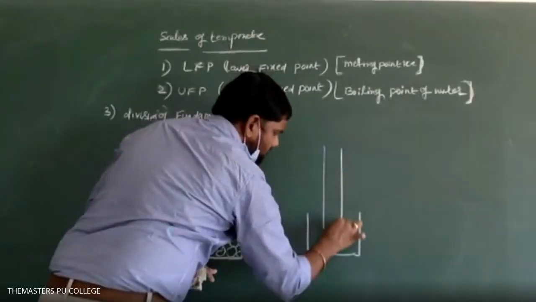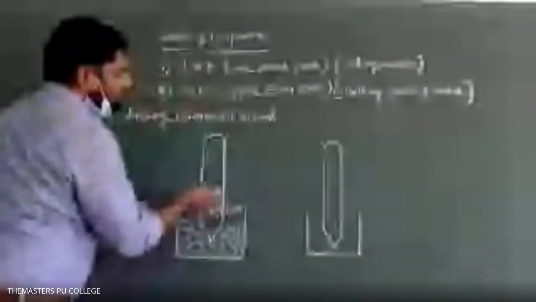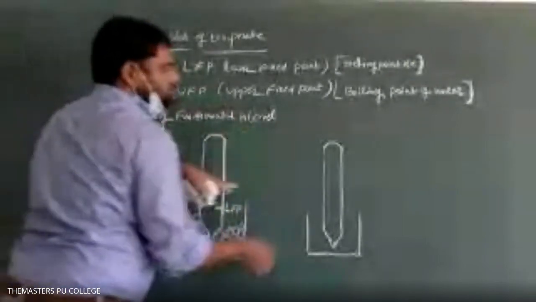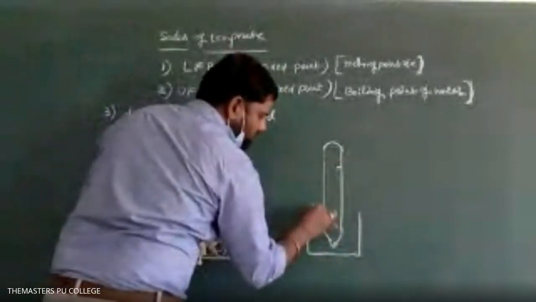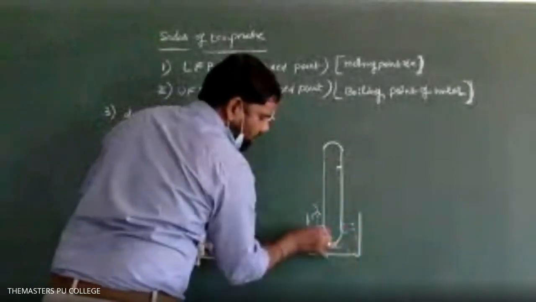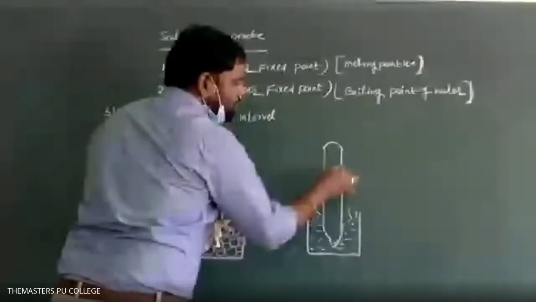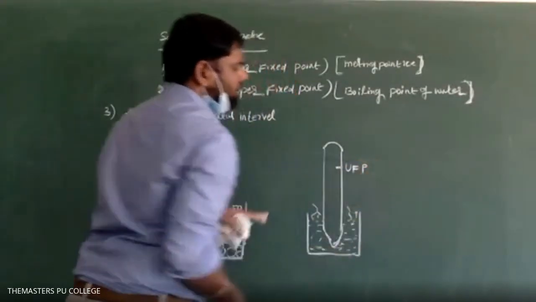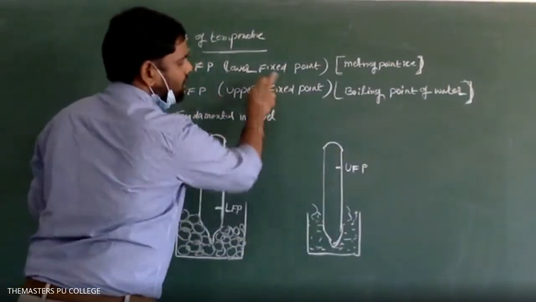Here is another beaker that consists of boiling water. With boiling water, definitely the level of the mercury in the thermometer will not be at this mark; it will rise to some other level. So when it is kept in boiling water, we notice that the mercury was at this point. This is known as UFP, upper fixing point. So successfully we have marked the lower fixing point and the upper fixing point.